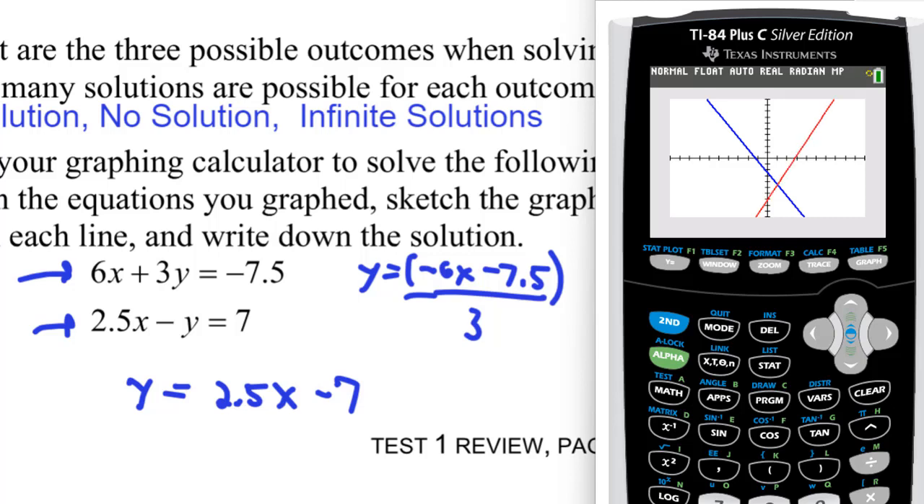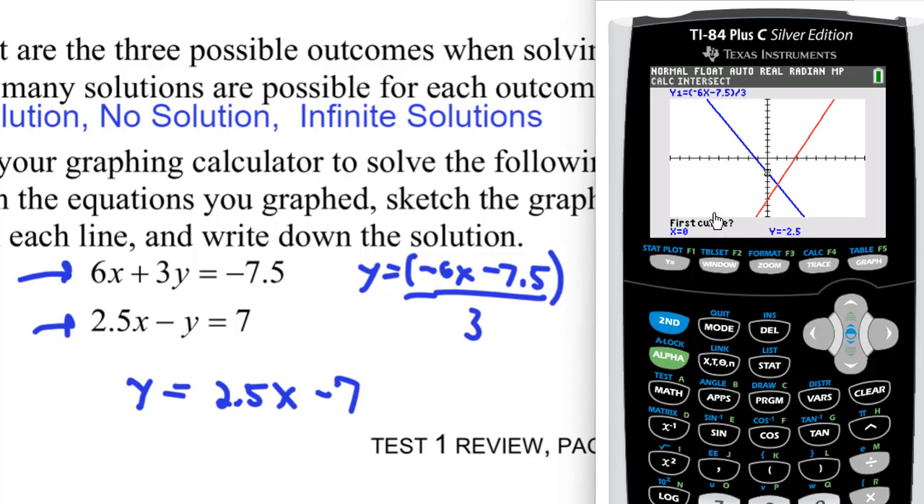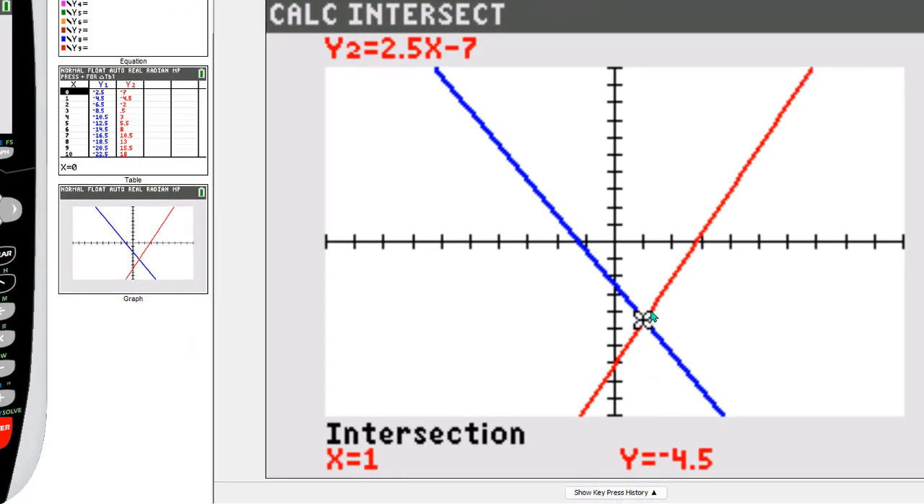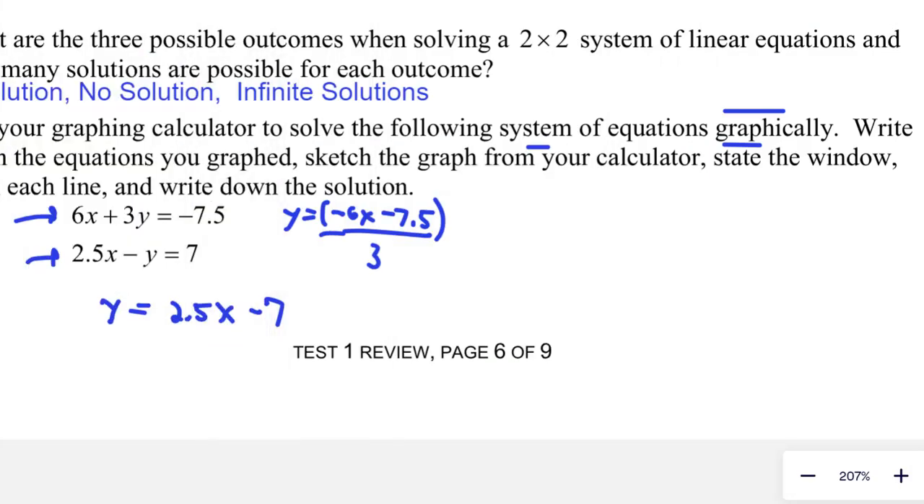Okay, and we want the intersection. So I press second, trace, number 5 for intersection. It says first curve, okay, that's the blue line. Second curve, that's the red line. Guess where do you think the intersection is? That's right around here. I press enter. Now it says the intersection is at 1, comma, negative 4.5. Right? 1, comma, negative 4.5 is the intersection. So that's the solution to my answer, right?